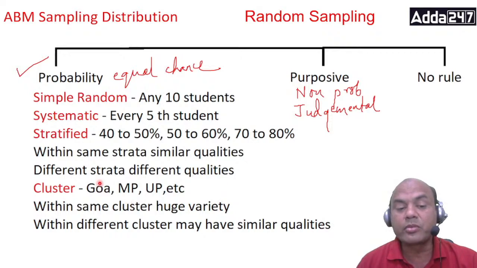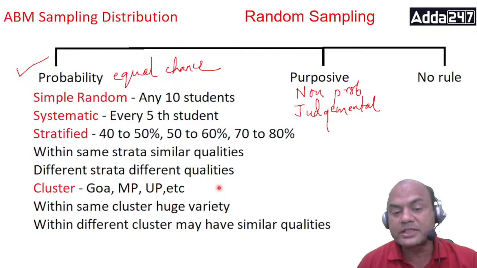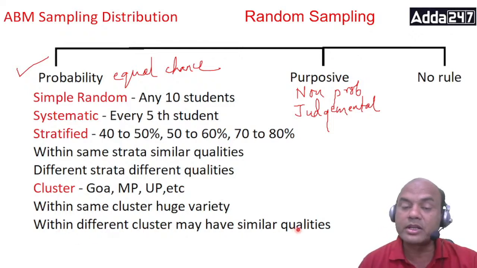Now somebody is from Goa. So in Goa also there will be a student of 80 to 90%. There will be a student of 40 to 50%, right? So within the same cluster, there is huge variety. It's exactly opposite of stratified. Within different clusters may have similar qualities.